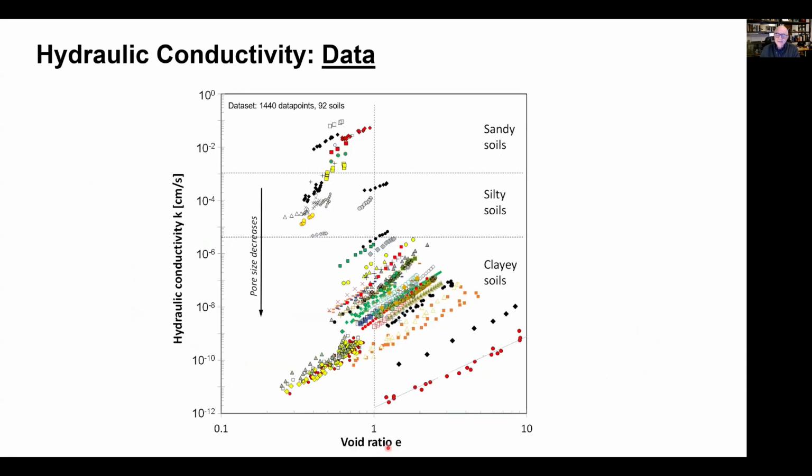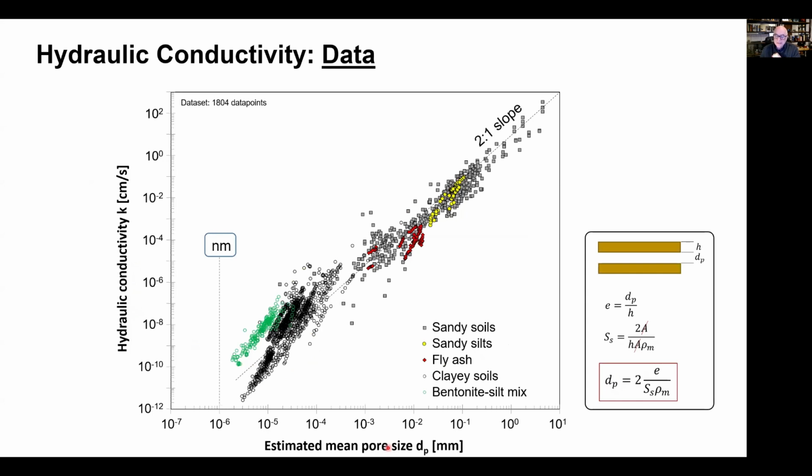So let me go back. This was the data. By the time we, instead of using void ratio, correct the void ratio for specific surface to determine an assessment of pore size, all the data collapses onto a single line. That is highlighting the importance of pore size, but also the importance of specific surface. And notice that the slope is 2 to 1, and that is where the specific surface has a big effect.